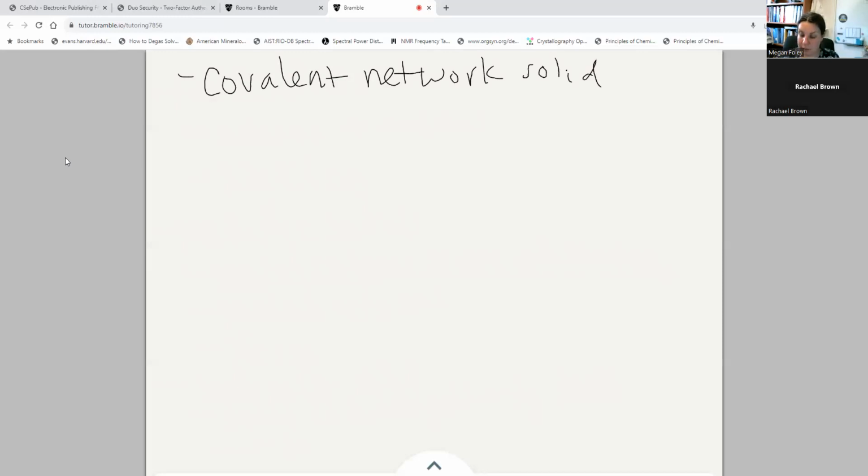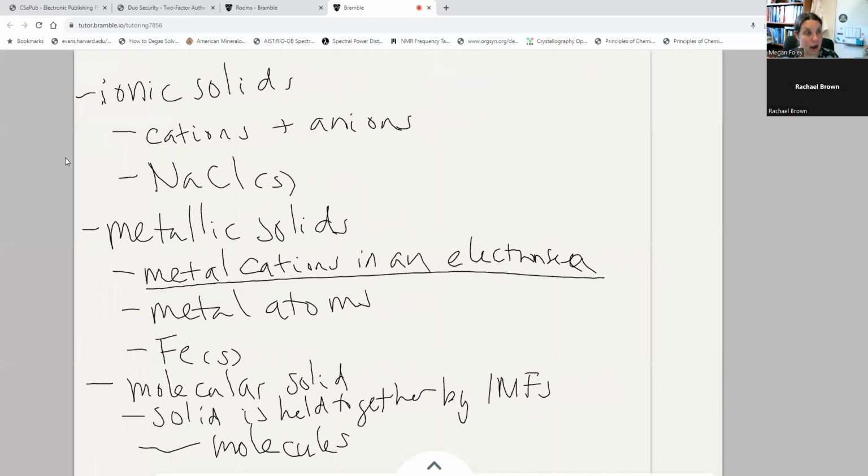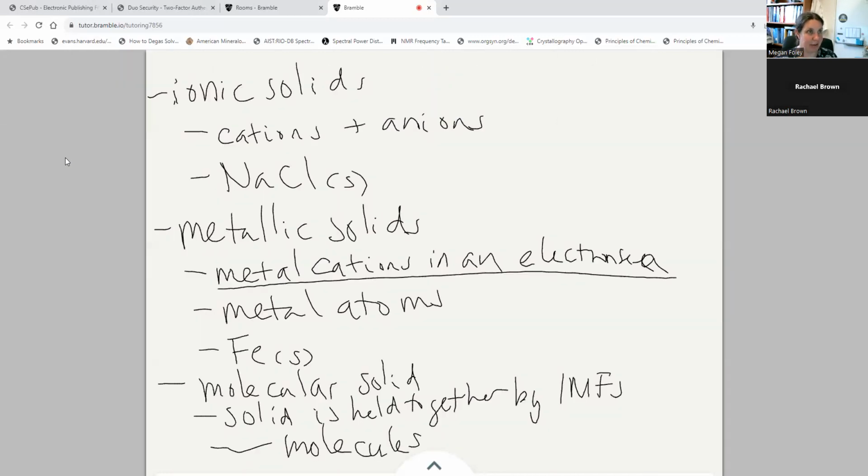Our last type of solid, and the newest solid that we're going to look at, since the rest of them we've discussed a little bit, is called a covalent network solid. So our ionic solid, this is what's called an extended solid. It keeps going on and on and on. Each sodium is surrounded by chlorines. Each chlorine is surrounded by sodiums. So we just keep going on with more and more bonds.